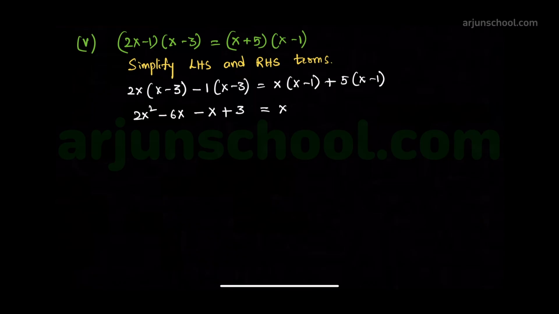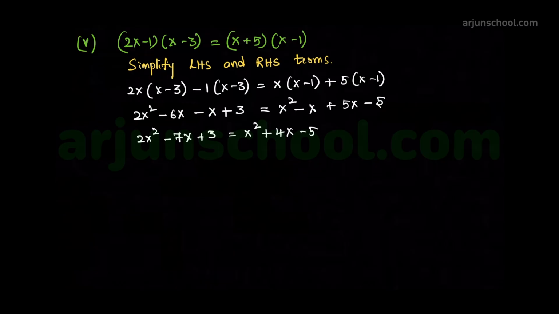On the right hand side, x into (x minus 1). X into x is x square, x into minus 1 is minus x, and then 5 into (x minus 1). 5 into x is 5x, 5 into minus 1 is minus 5. Let us simplify the terms. 2x square minus 6x and minus x becomes minus 7x plus 3 is equal to x square minus x and plus 5x become 4x and then minus 5.